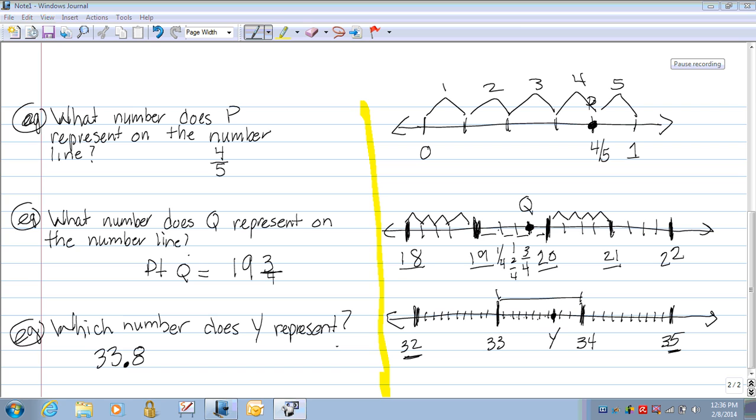Please look back at them. Make sure that you can locate and name points on a number line using whole numbers, fractions, and decimals.